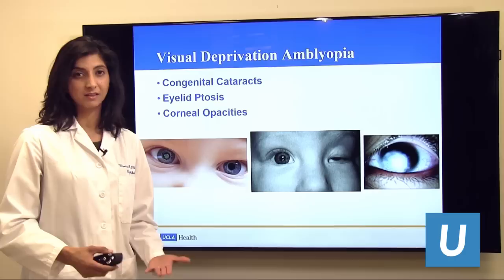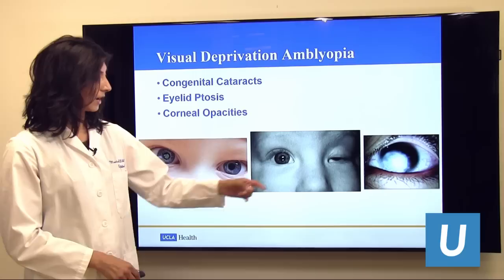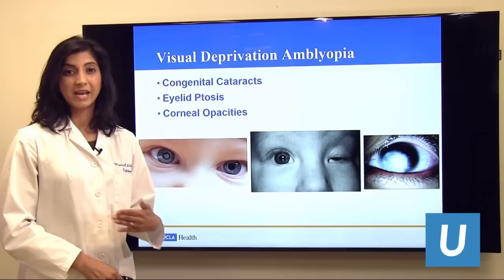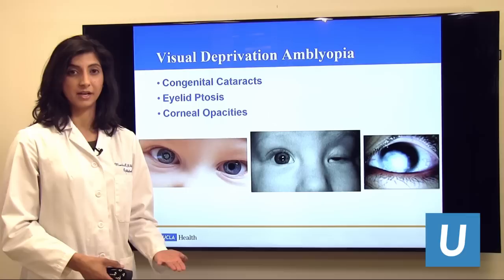And our final example is in the far right, you can see the picture of a corneal opacification. The cornea is the most anterior aspect of the eye, and it's clear. Now, if there is an opacification of that cornea, then light, again, is inhibited from being able to enter the eye.